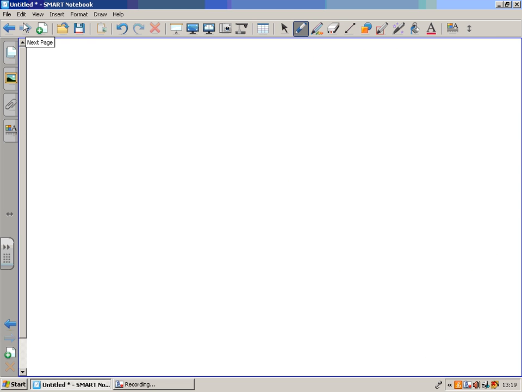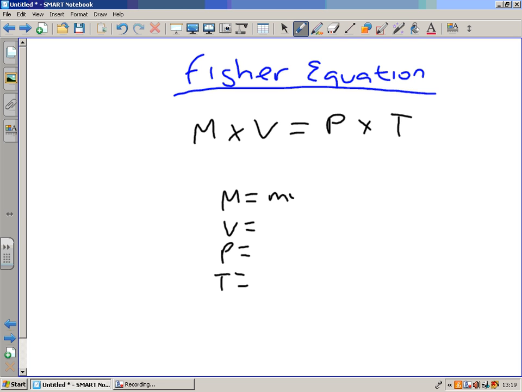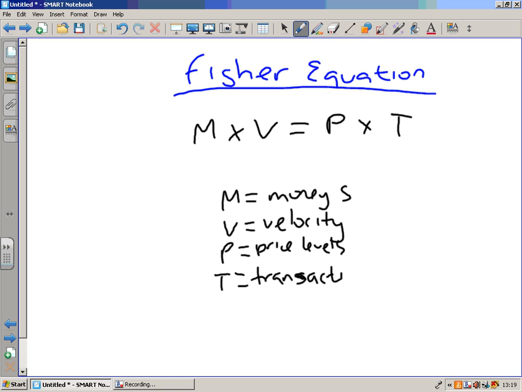To end this topic, I want to bring in the Fisher equation. The Fisher equation shows that M times V is equal to P times T. Let's first of all write down what these different letters stand for. M is the money supply. V is the velocity, in other words, how quickly money travels around the economy. P, price levels. And T, number of transactions. In other words, the number of times a certain banknote or a certain coin will get used as it routes around the economic cycle.